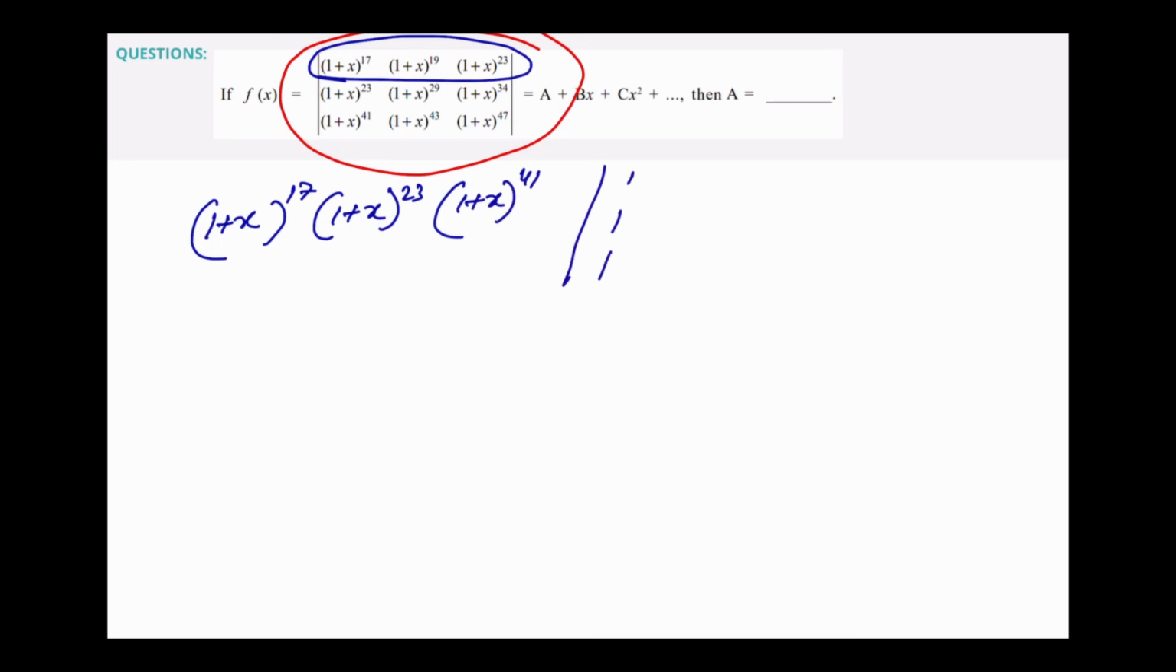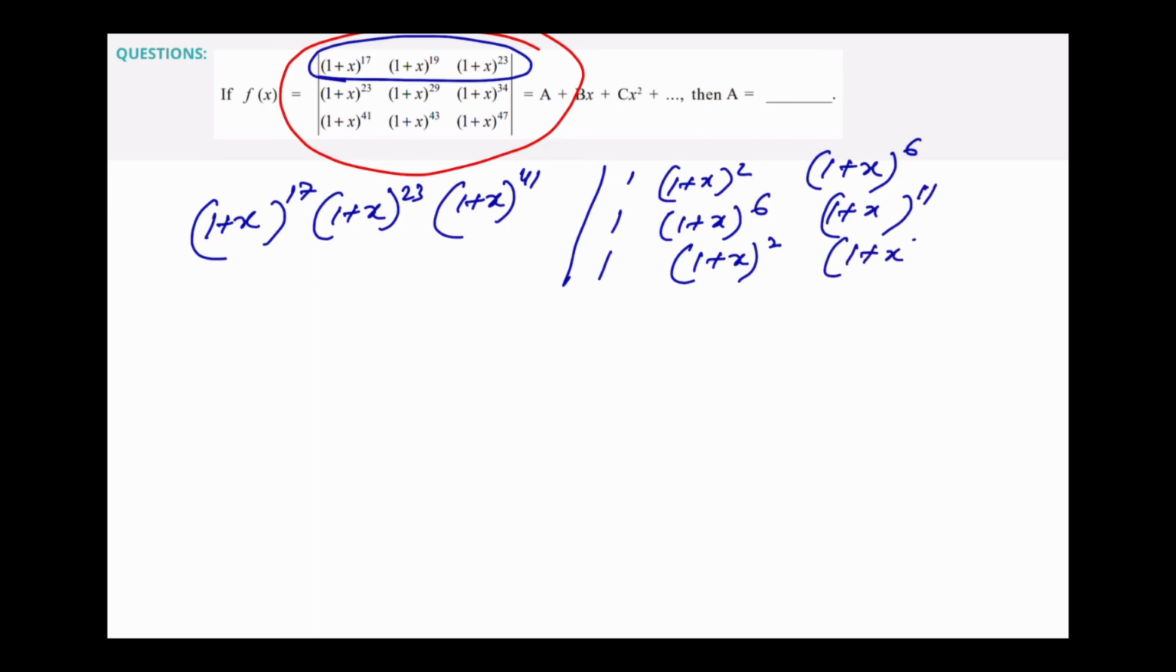So what am I going to get? 1, 1, 1. This will be 1 plus x whole square, 1 plus x whole power 6, 1 plus x whole square, again 1 plus x whole power 6, and 1 plus x whole power, 23 I have taken, so 1, 1 and 1 plus x whole power 6 here. So you can see that the first row and the third row are identical. So directly the value is 0. So this x and all that is gone and the value of a is simply 0.